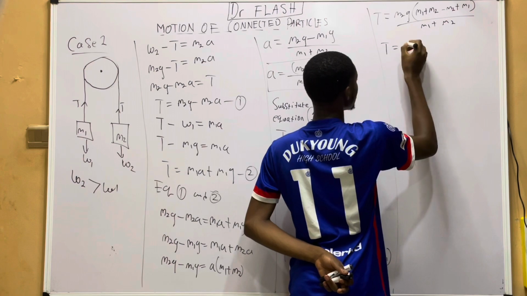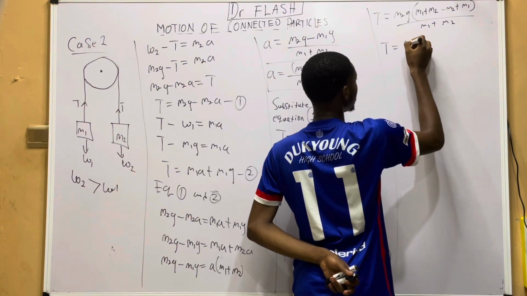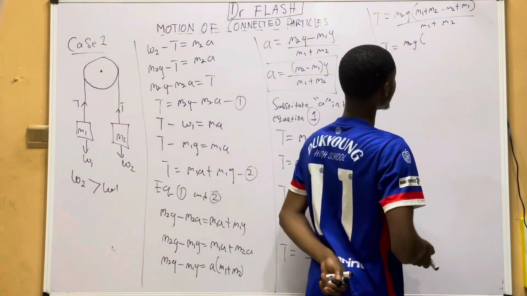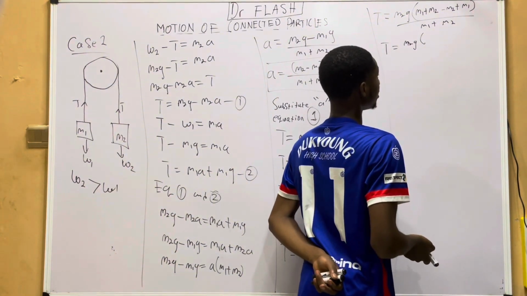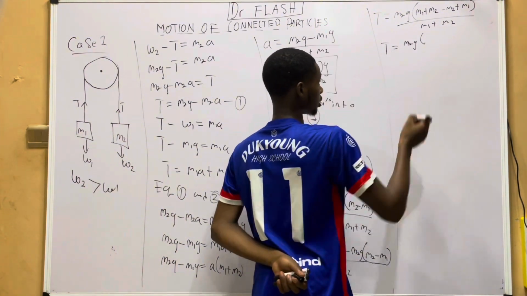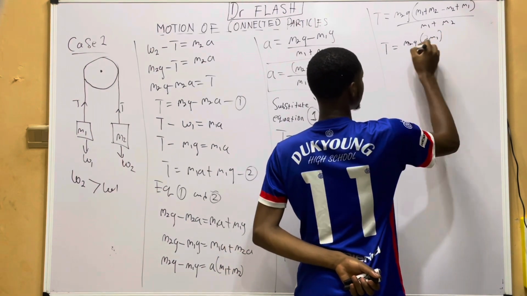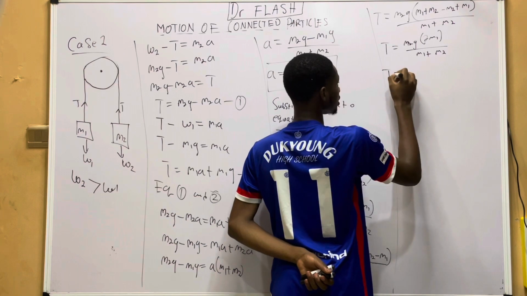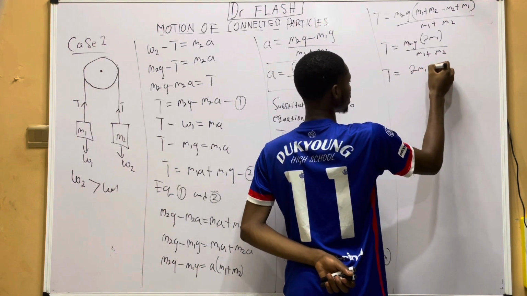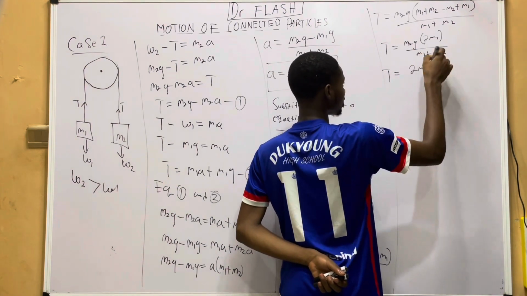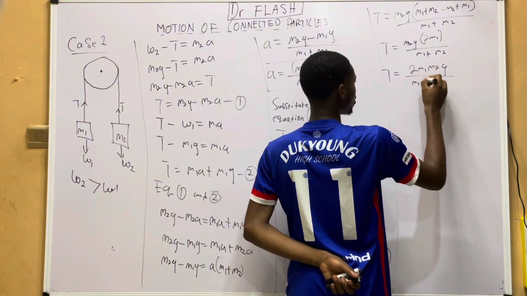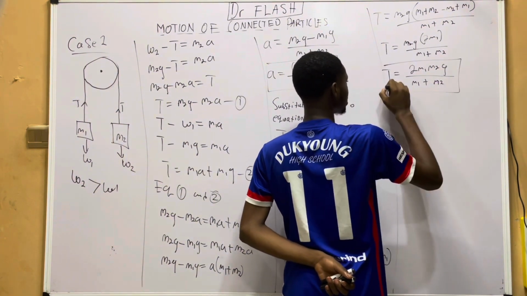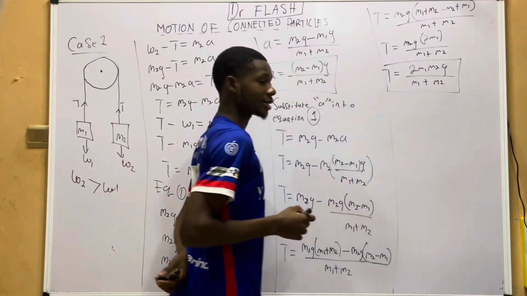So T then equals M2G into bracket. Now M2 minus M2, that's 0. Now M1 plus M1, that's 2M1. So I have 2M1 divided by M1 plus M2. So T is equal to 2M1M2G, by expanding this bracket, divided by M1 plus M2. Now here's the formula for calculating the tension for a case like this.